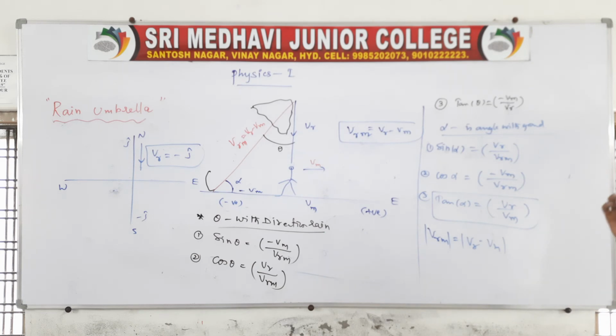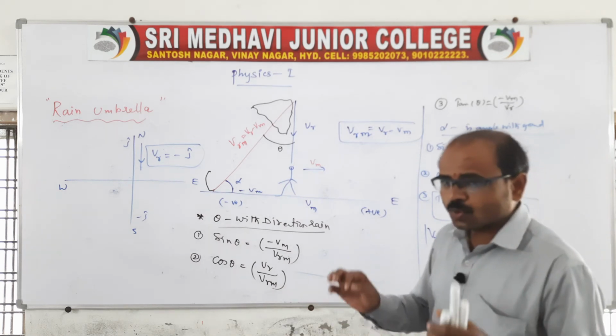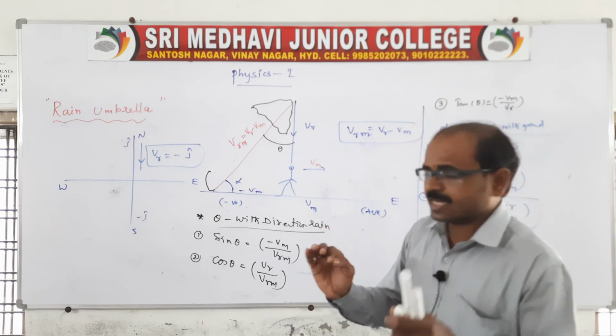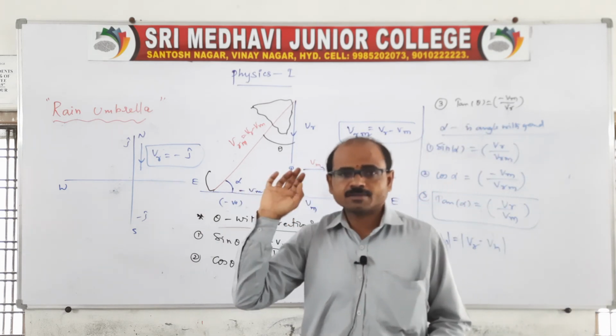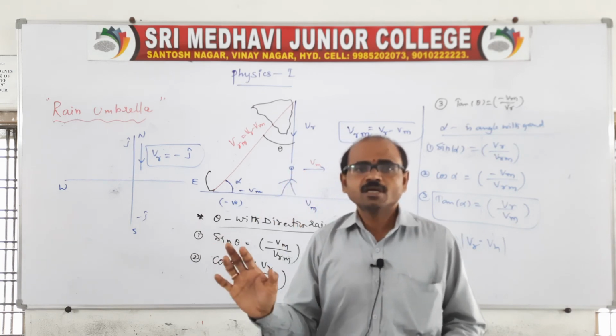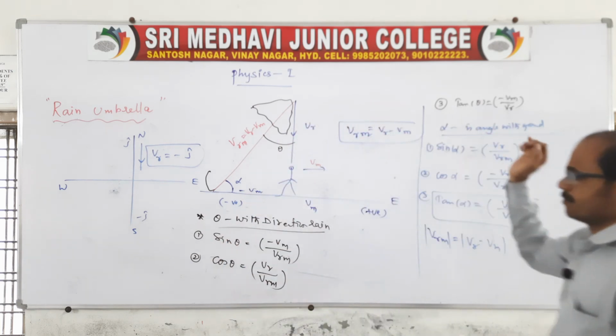When rain is falling, the man should hold an umbrella in the direction of the relative velocity of rain with respect to man. This is the situation, and it is related to the rain umbrella problems.